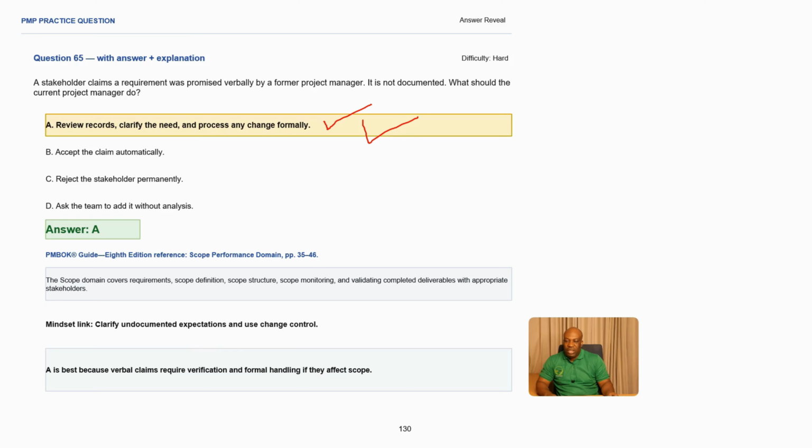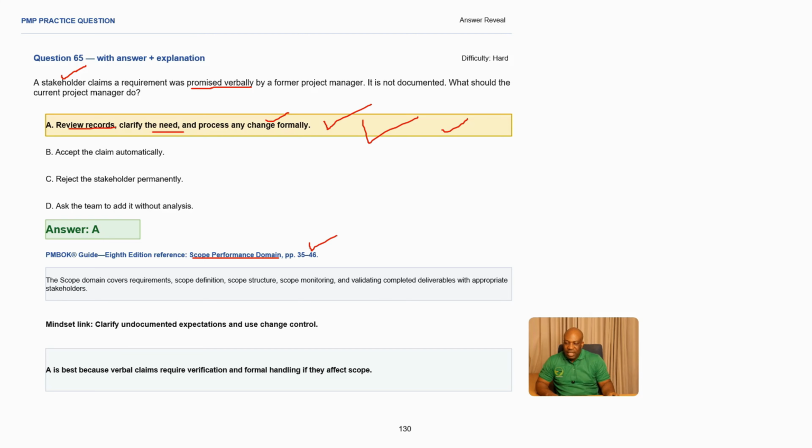So you need to review the records, clarify the need with the stakeholder, okay? And also process any change formally. In case this change is going to be implemented, it was done verbally previously, but it has to be formally documented, which is part of A answer. And what is our reference? In the PMBOK book, scope performance domain, page 36 to 46.